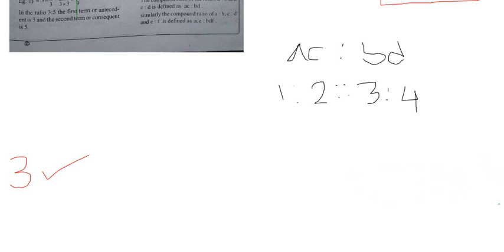Now 1 into 3 is how much? 3. 2 into 4 is how much? 8. The compound ratio of 1:2, double is to 3:4, is 3:8, guys. Understood that? That is the compound ratio. Now, what's the next?